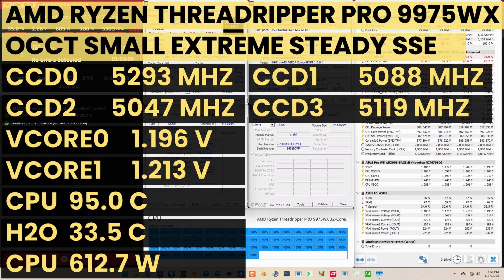When running the OCCT CPU SSE stability test, the average CPU CCD0 effective clock is 5,293 MHz, and CCD123 average effective clock is 5,085 MHz with 1.205 volts. The average CPU temperature is 95 degrees Celsius. The average CPU package power is 612.7 watts.